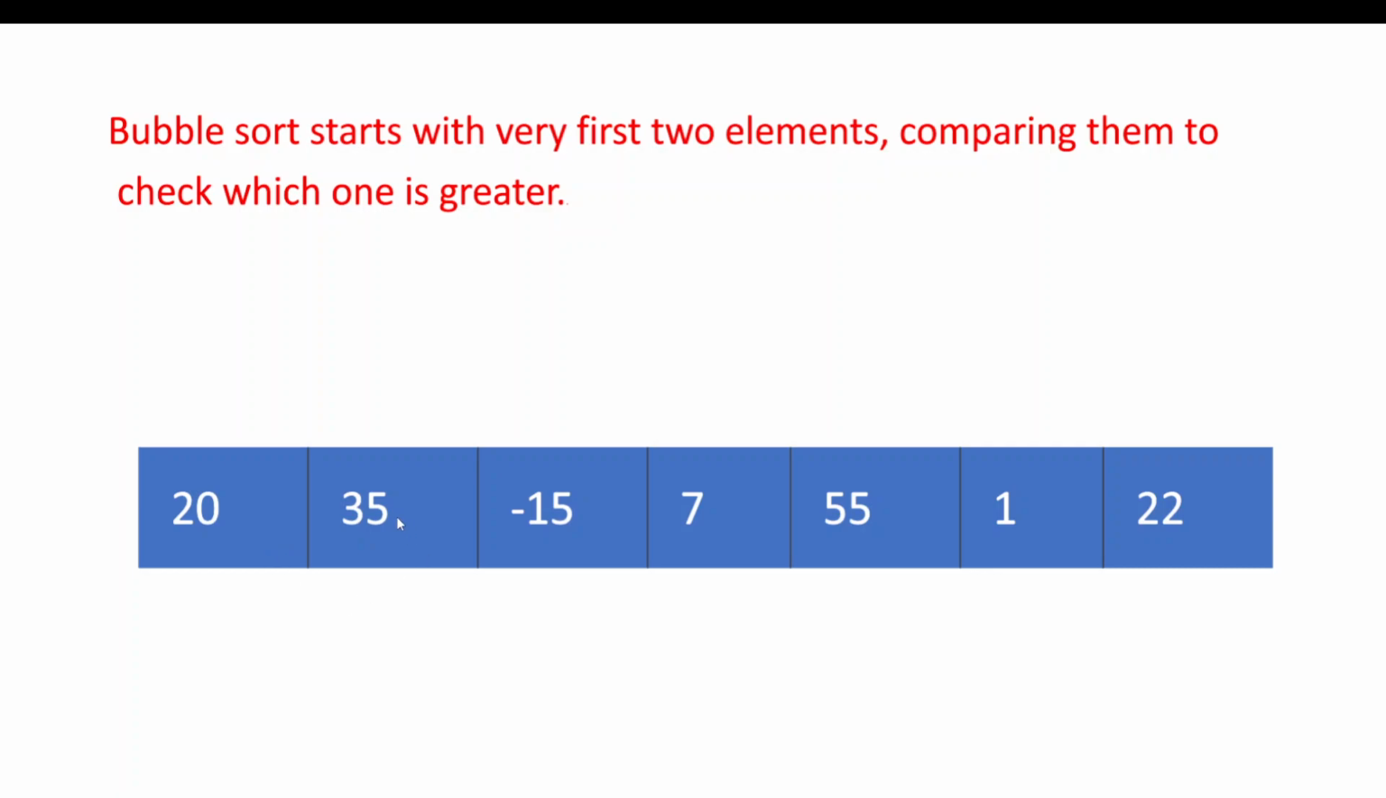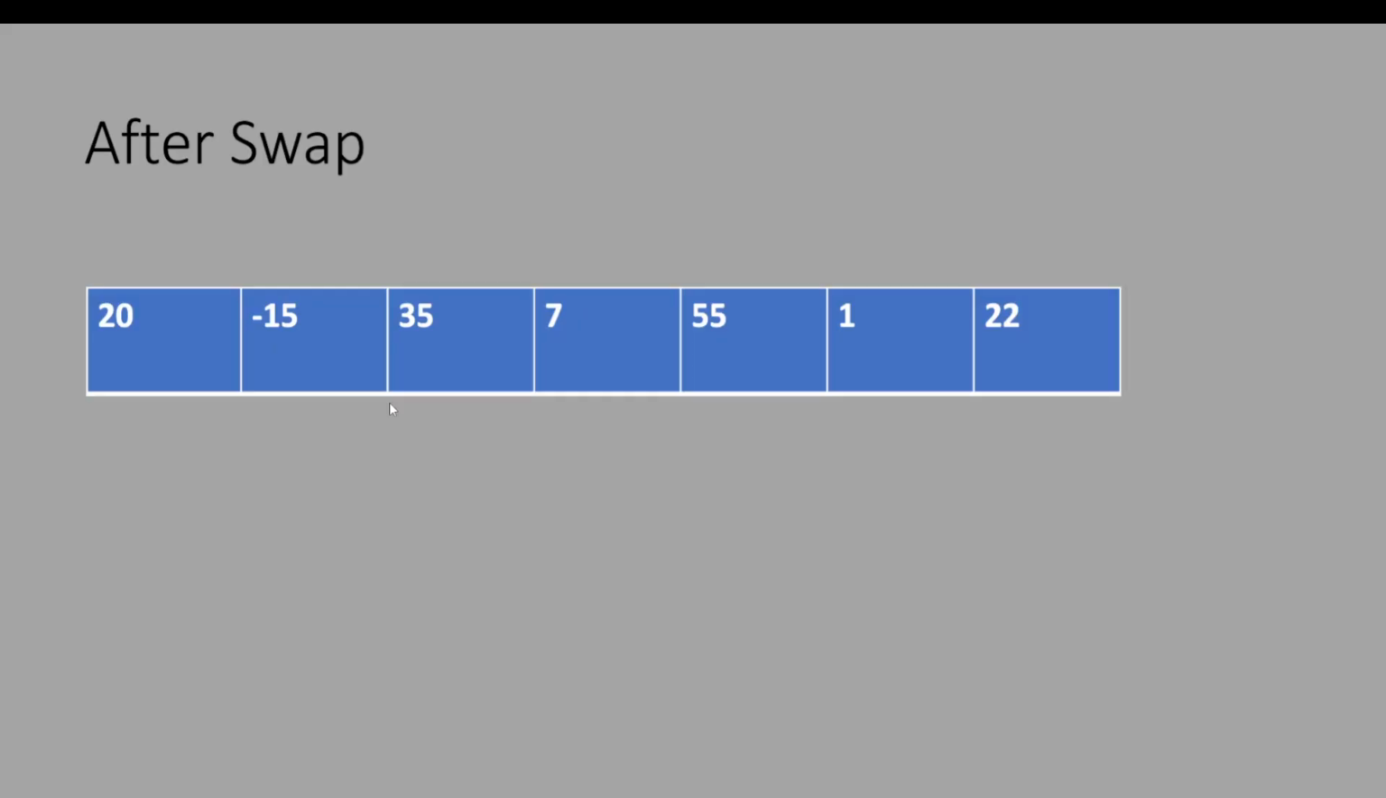The element at the first index is compared with the element at the second index. Is minus 15 less than 35? Yes, it is. Now they both will be swapped, and we can see here minus 15 is swapped with 35. Now i is at the third index. It will be compared with the element at the fourth index. 35 is greater than 7, so they will be swapped. Now 7 is here, 35 is here.